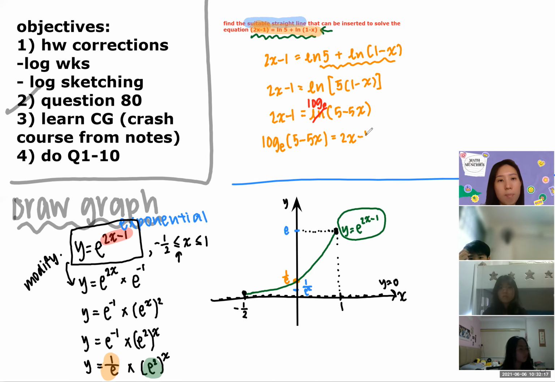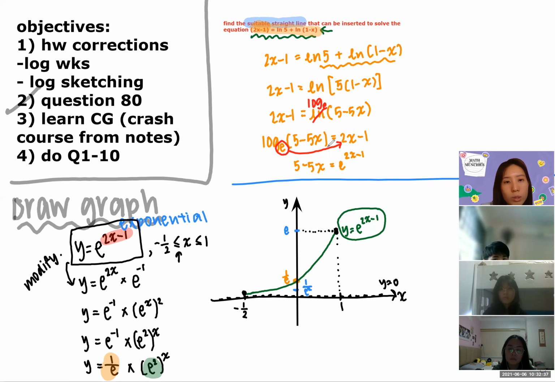Yes, then from here, you can apply the technique that you just mentioned. What's the technique you just mentioned? The push-up method. Yes, the push-up method. So what do I get now? 5 minus 5x equals to e to the power 2x minus 1. So what do you notice? Isn't this the same as this now? So therefore, what can I say? What's the line? I can say that y equals to 5 minus 5x.